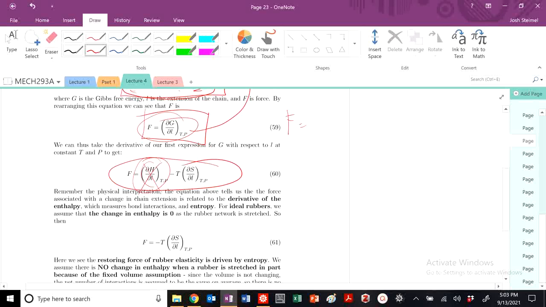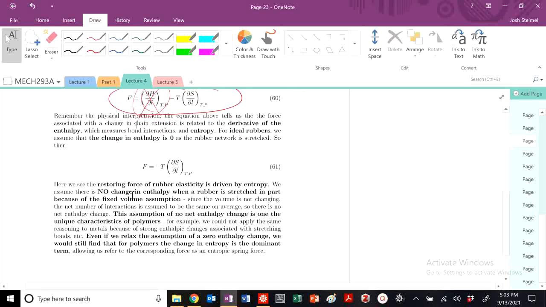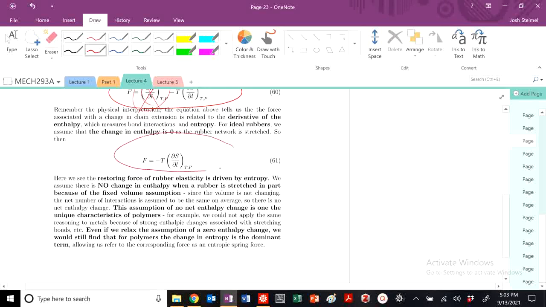Now, for certain polymers, that's definitely not true. For example, for some, 100% not true. But for many polymers, this holds true. And we're left with the following expression. And this is really, really important. Again, we're working with ideal rubbers. That's another assumption that we're making in here. But here, we see that we have a restoring force, and it is completely entropy driven.